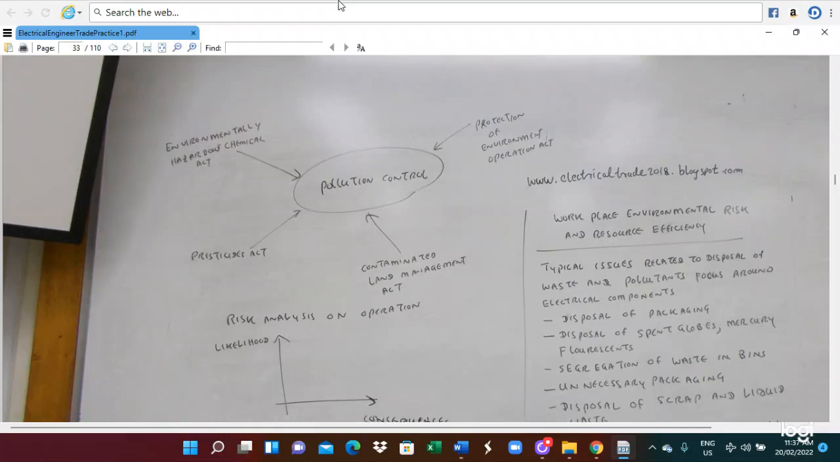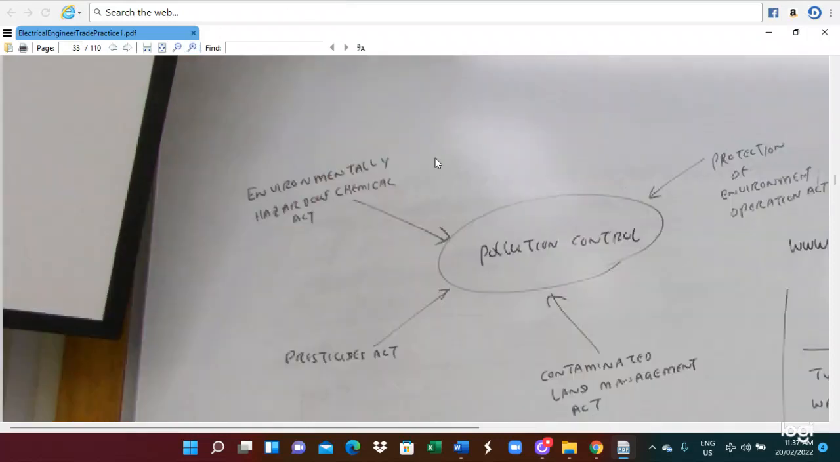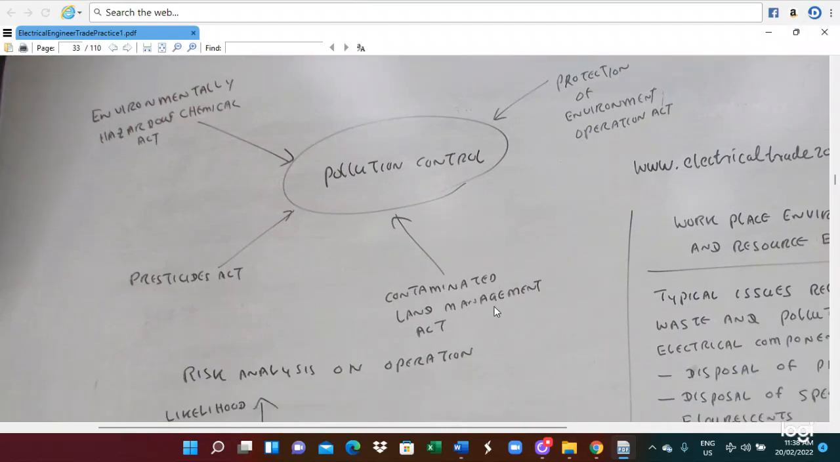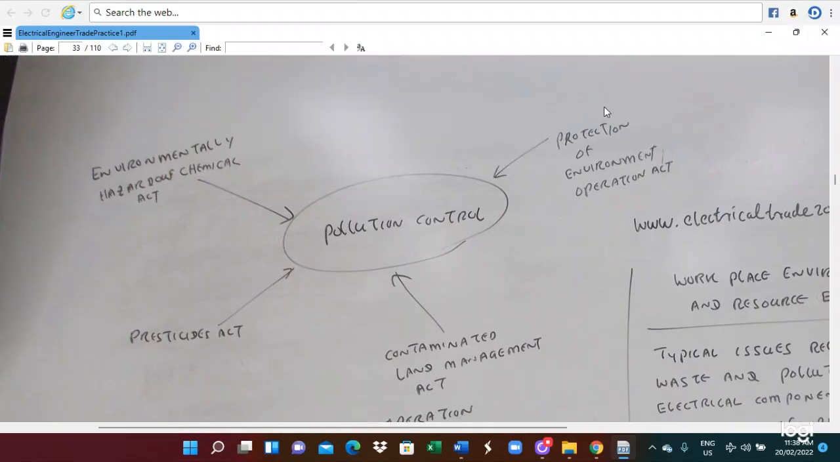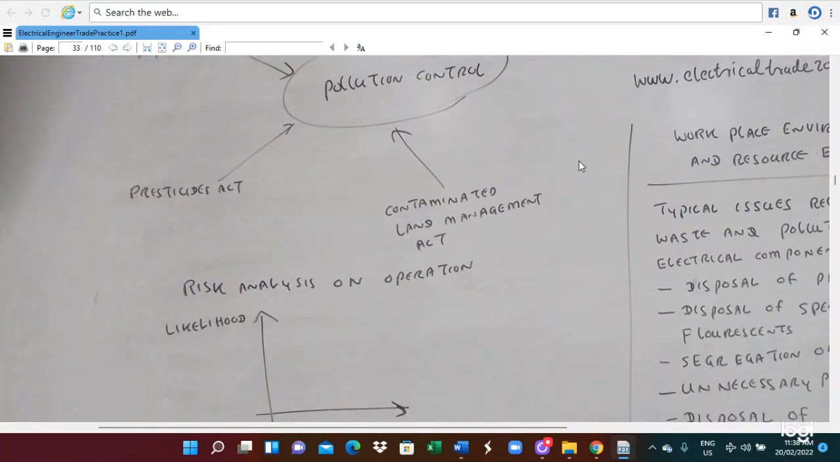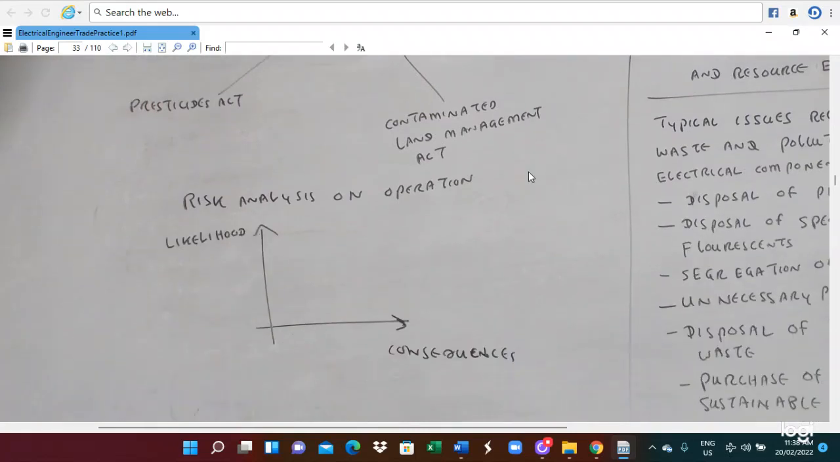Primarily hazardous chemicals are also included in pollution control. Also, pesticides, as well as contamination of land, management, and the act on the production of environmental operation, are factors influencing pollution control. Therefore, before you do the operation, we have to do a risk analysis, whether the consequence or the likelihood happens. Those things you have to find out.